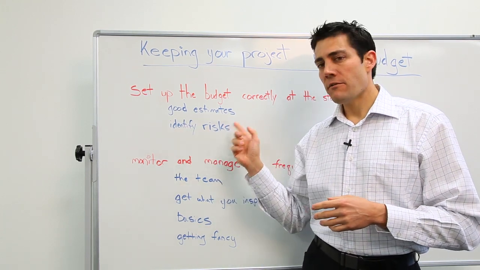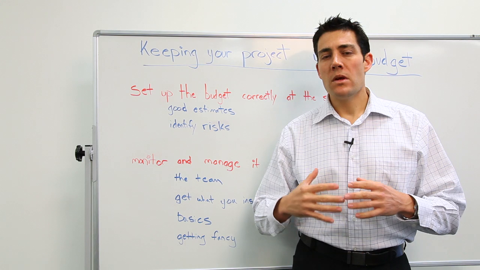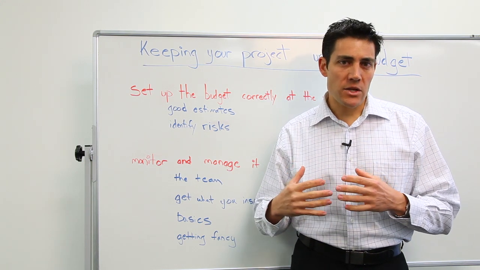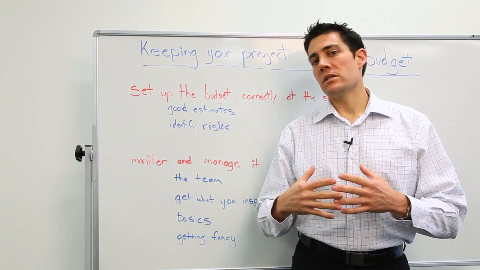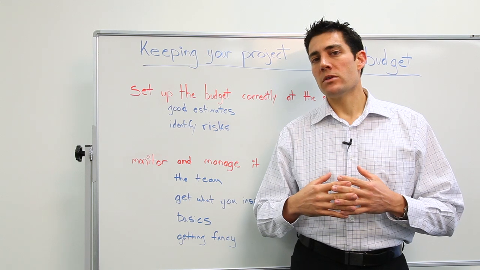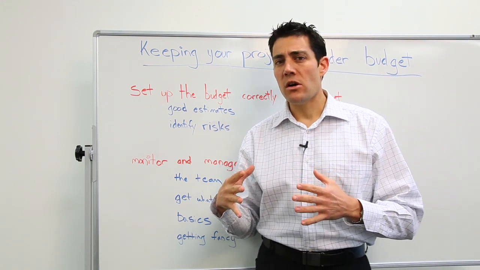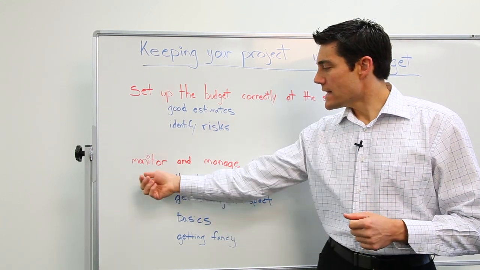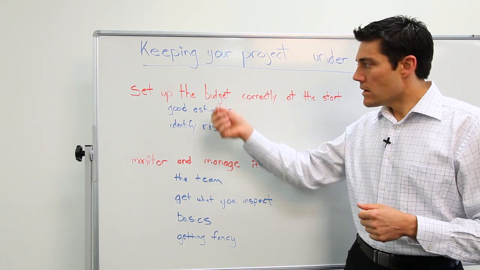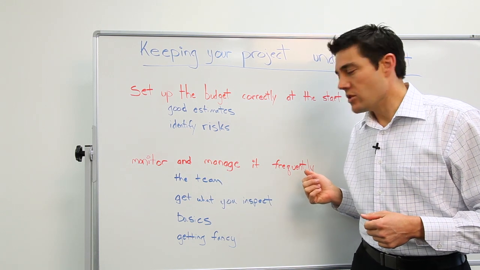So once again, identifying your risk at the start of the project with your project team will really help you get the project kicked off in the right direction with accurate and realistic budget expectations from your stakeholders and your project team members. Once you've kicked the project off, you then really need to monitor and manage that budget closely. So that's the next tip I'm going to give you. Set the budget up correctly at the start, and then monitor and manage it across the execution phase.